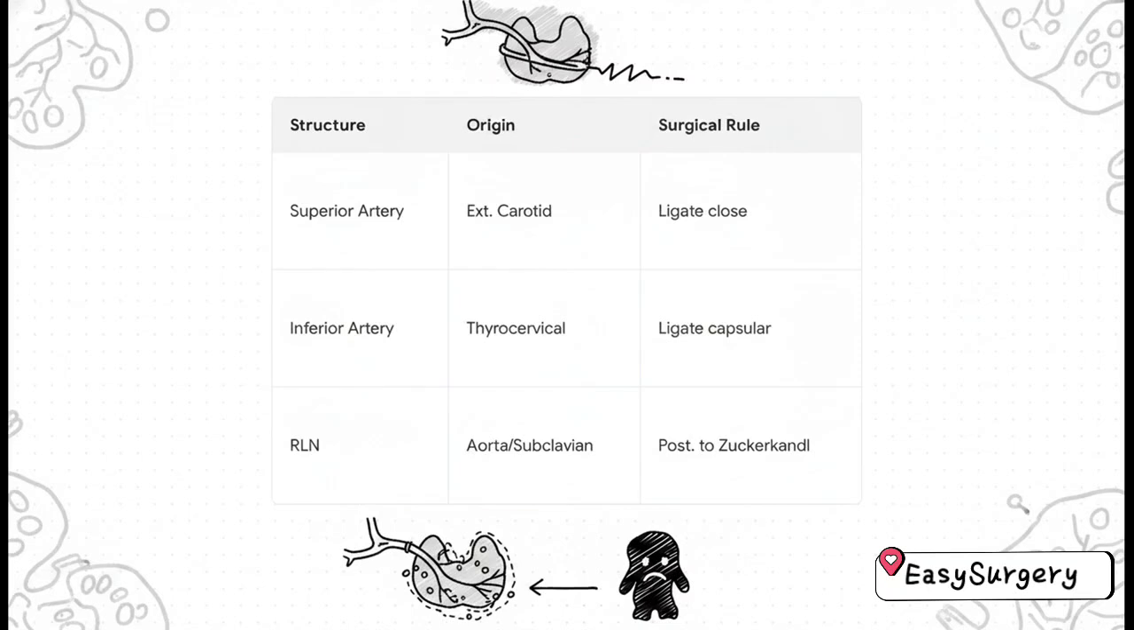But for the inferior thyroid artery, the rule flips entirely. If you cut the main trunk of the inferior artery, you devascularize the parathyroid glands and plunge your patient into hypoparathyroidism. So, for the inferior vessels, we only clip the tiny capsular branches. It's a brilliant example of how structural origin dictates our technique.